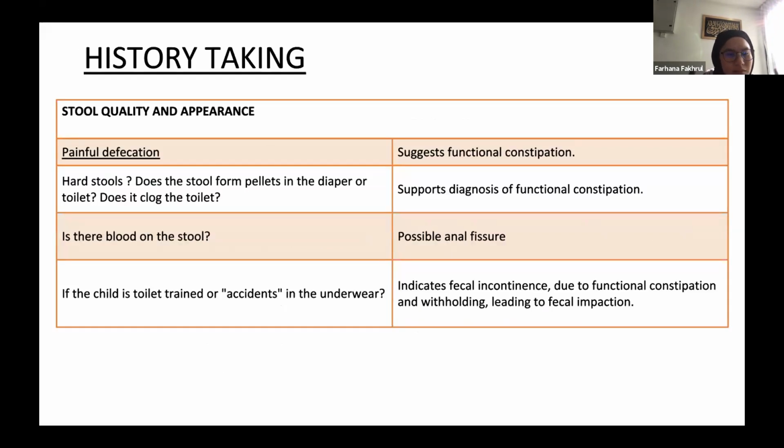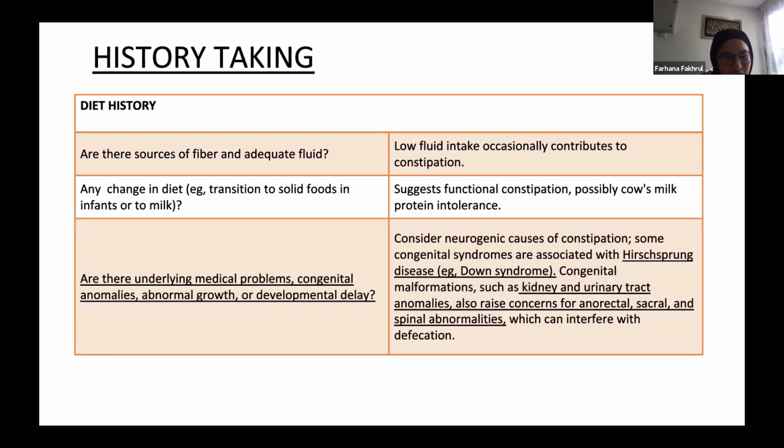And for the stool quality and appearance, we have to ask whether there was painful defecation, whether there was blood in the stool, because most likely, because of the hard stool in constipation, the child can get an anal fissure, and the anal fissure causes a lot of pain, so the child doesn't want to defecate. And then for the consistency of the stools, whether it's hard, pellet-like, most likely it's functional constipation. And were there any accidents because of the defecation, for example, fecal incontinence? So the child will feel embarrassed to BO.